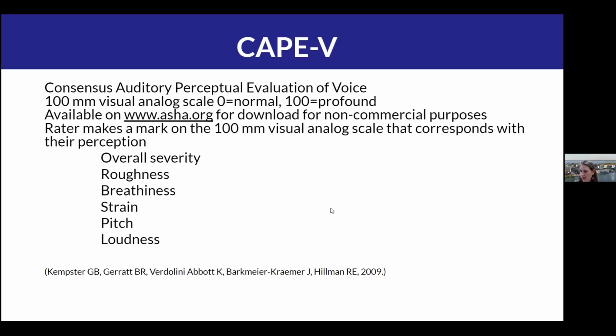With the CAPE-V, it was intended to be used with certain specific stimuli. And the idea is that we perceive voice differently in different contexts. So with this, there are specific sentences to be used, as well as sustained pitches and connected speech. So again, that's assessing in multiple contexts, not necessarily completely contextual. It doesn't necessarily include a lot of academic activities, although you could foreseeably use it in the classroom as well.